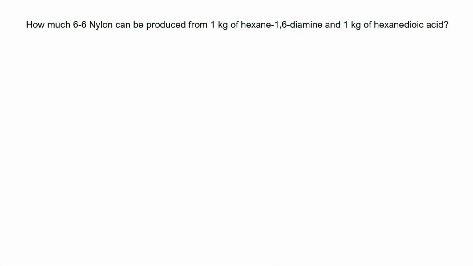To discuss some of the important points in condensation polymerization, let's go over an example question. How much 6,6 nylon can be produced from 1 kilogram of hexane 1,6-diamine and 1 kilogram of hexanedioic acid? We call this 6,6 nylon because there are 6 carbon atoms in the diamine and 6 carbon atoms in the dioic acid. You'll notice I made a mistake in my drawing of the diamine. There's only 5 carbons, but just don't make the same mistake in your own drawing.